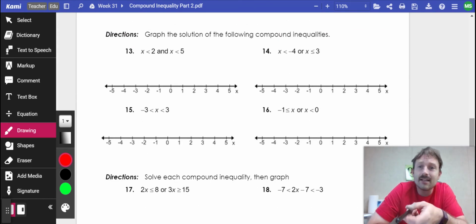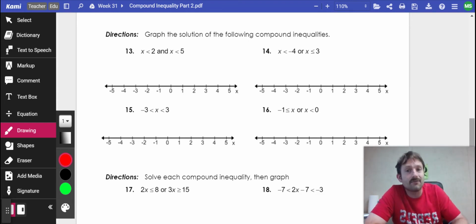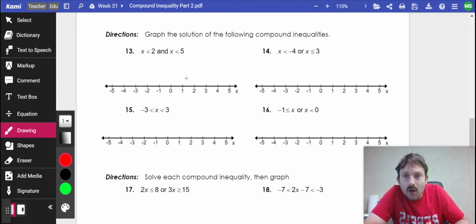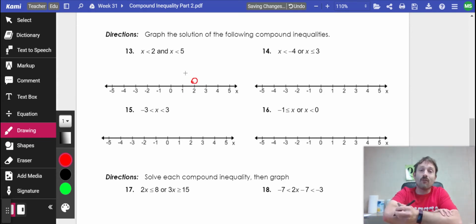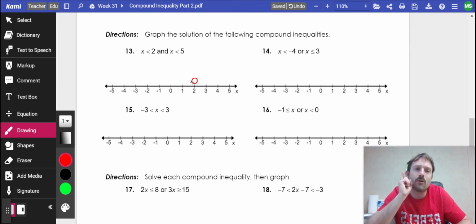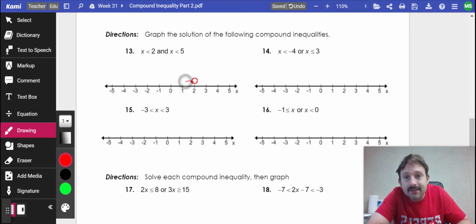We have x is less than 2 and x is less than 5. So I know I'm going to do it in three different colors. I know x is less than 2. I know if it's an and statement, it's when it overlaps. And overlap means when the two inequalities overlap. So I know that x is less than 2, and I know that x is less than 5.